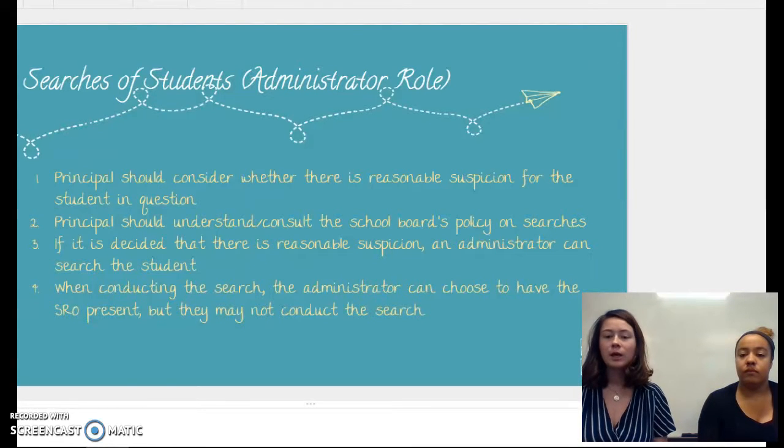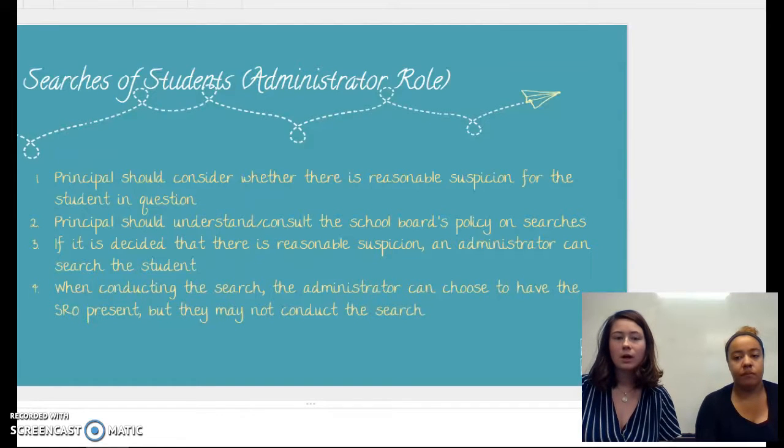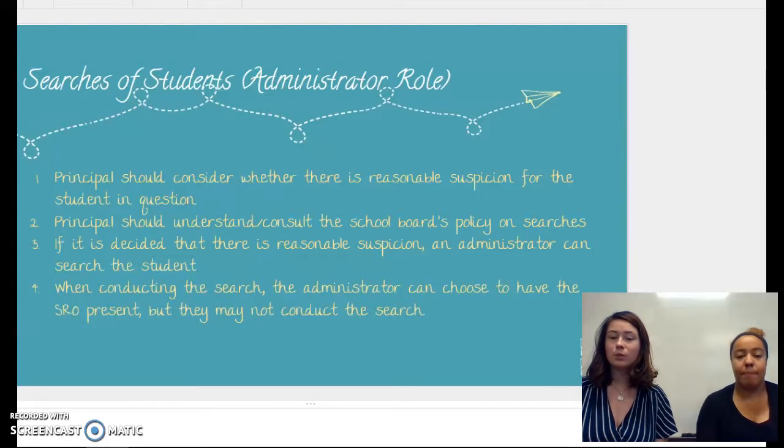The first step would be the principal should consider whether there is a reasonable suspicion for the student in question. If it's just some student that's mad at their friend and saying, hey, they have drugs, that might not be reasonable suspicion. It might just be the student wanting to get back at their friend. The principal should understand and consult the school board's policy on searches. If the principal doesn't know them off the top of their head, they should really look into the policy so that they know what they're going to get themselves into.